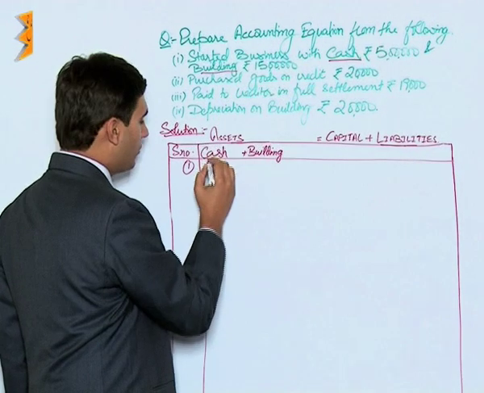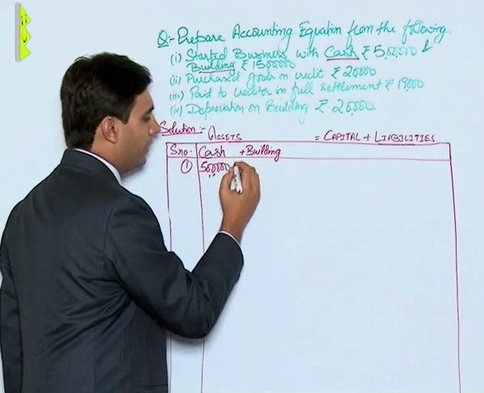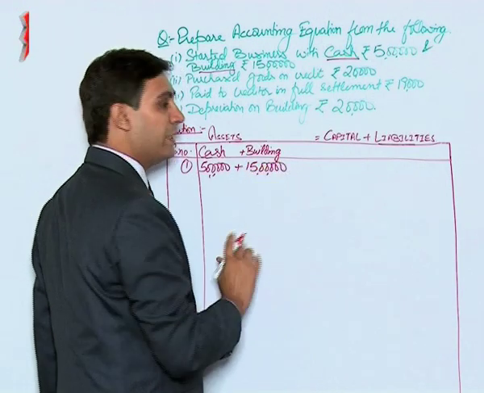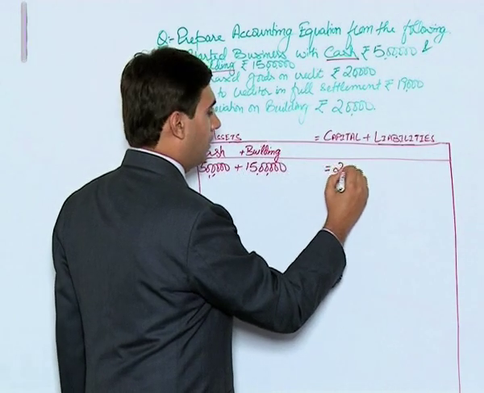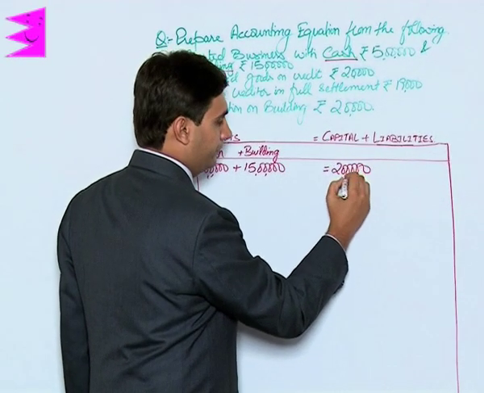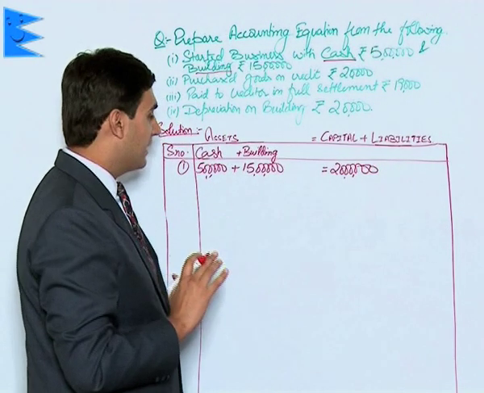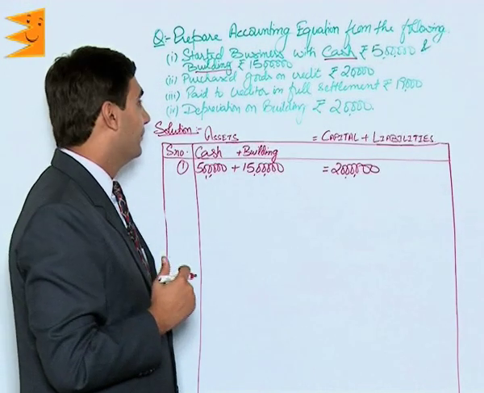He is bringing in cash worth rupees 5 lakh and building worth rupees 15 lakhs. That means in total the owner is bringing in a capital of 20 lakh rupees. Now both the sides are equal and the total is 20 lakh rupees at each end.